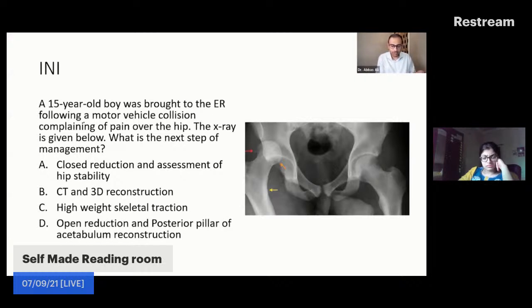A 15-year-old boy is brought to the emergency department after a motor vehicle collision, complaining of pain over the hip. The X-ray is given below. Next step in management? What is the diagnosis on the X-ray first? Listen, all of you. We've talked about clinical case-based scenario questions. This is it. They will ask you the management, but you will have to come to the diagnosis yourself.